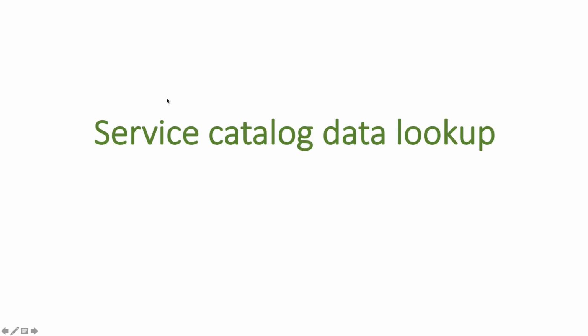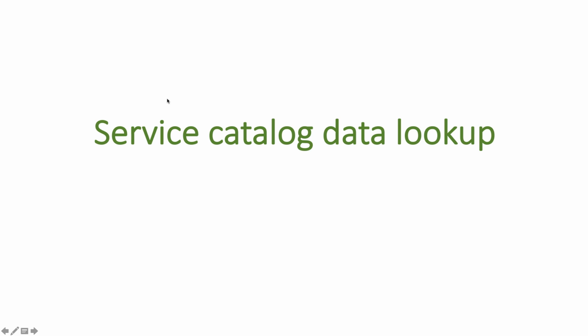The next configuration we have is service catalog data lookup. As we have assignment data lookup for incidents, we have priority data lookup for different tasks, where you select the urgency and impact and it pushes the priority accordingly as per the lookup data or the rules which you have defined in the ServiceNow system.